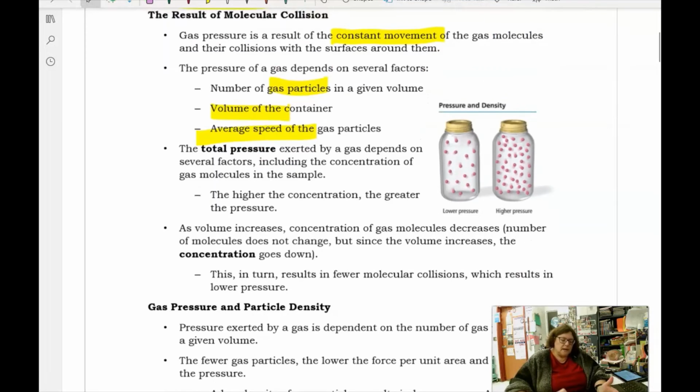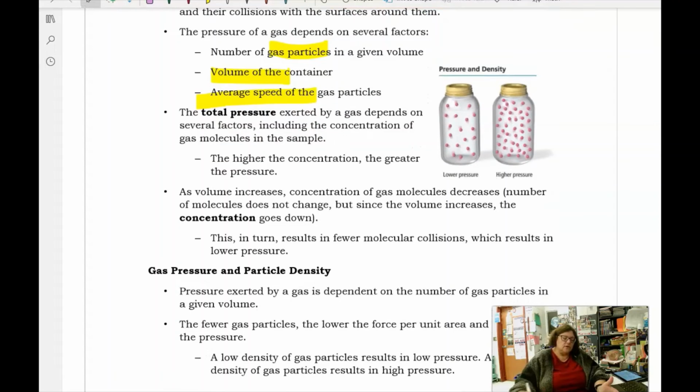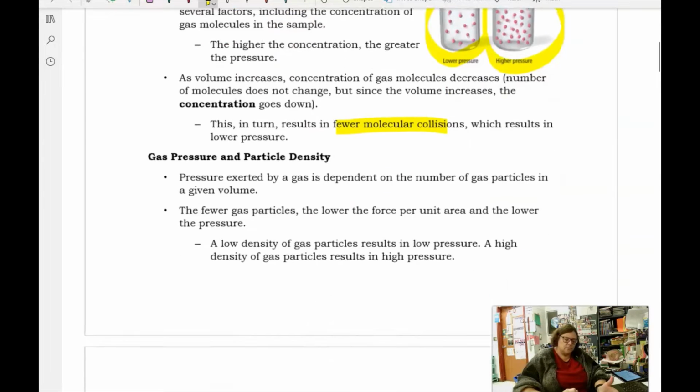Total pressure exerted by a gas depends on several factors, including concentration of gas molecules. And here's an example of concentration. Here's a low concentration, here's high concentration. As volume increases, the concentration will decrease, which will cause the pressure to go down. Again, Boyle's law. This in turn results in fewer molecular collisions, which results in lower pressure.